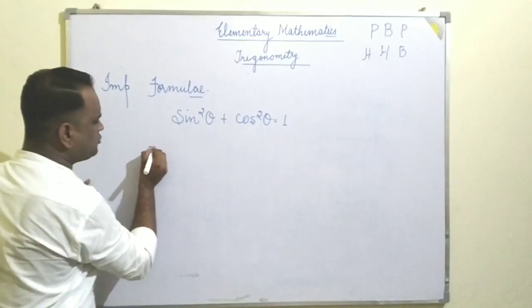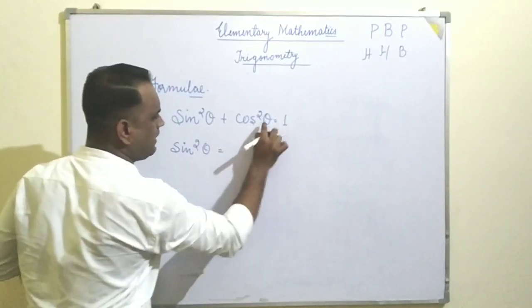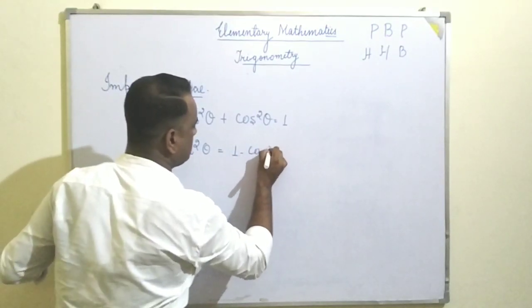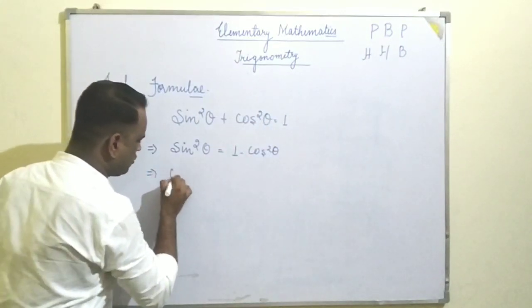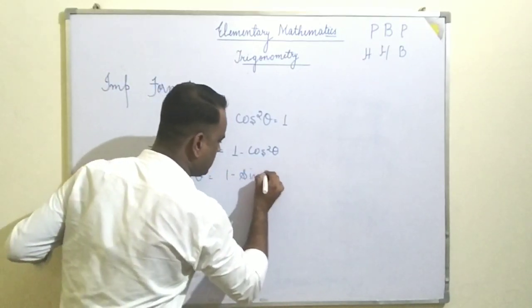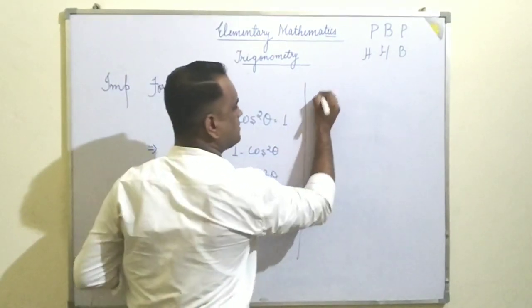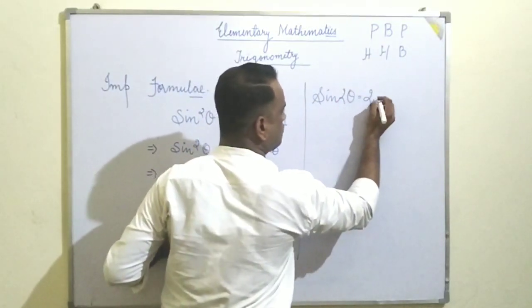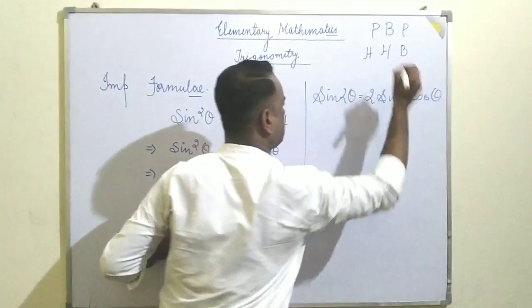From here we can also write that if we want to find the value of sine square theta, cos square theta will be transferred, so it will be 1 minus cos square theta. If someone says we have to find the value of cos square theta, it will be 1 minus sine square theta. Now sine 2 theta, its value will be 2 sine theta into cos theta.